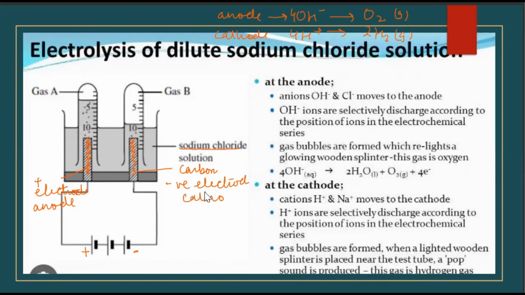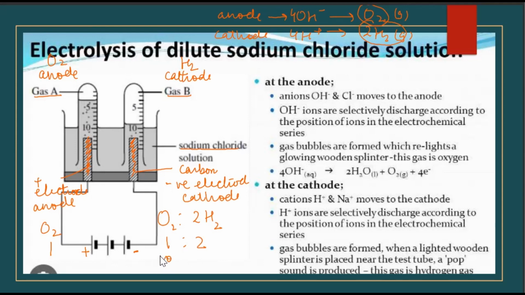As we already know, at the cathode we are getting 2 moles of hydrogen, whereas at the anode we are getting just 1 mole of oxygen. So the molar ratio of oxygen to hydrogen is 1:2, so that we can see the gas collection also. Gas A, which is collected at the anode, is my oxygen gas. And gas B is at the cathode, at which the hydrogen gas is liberated.